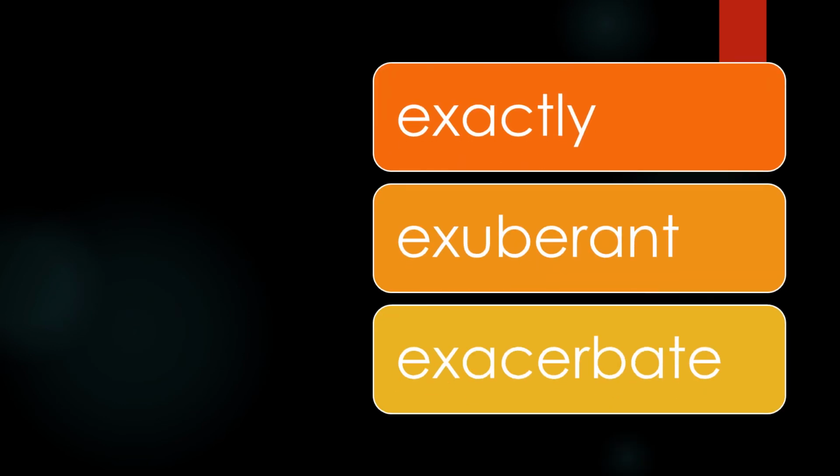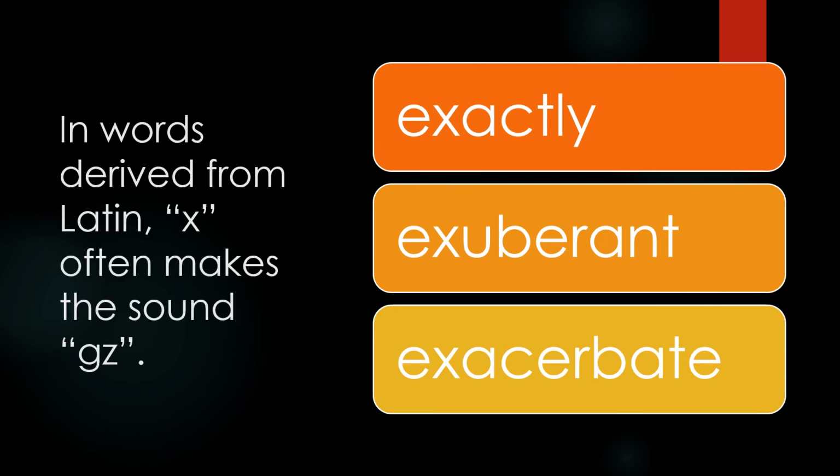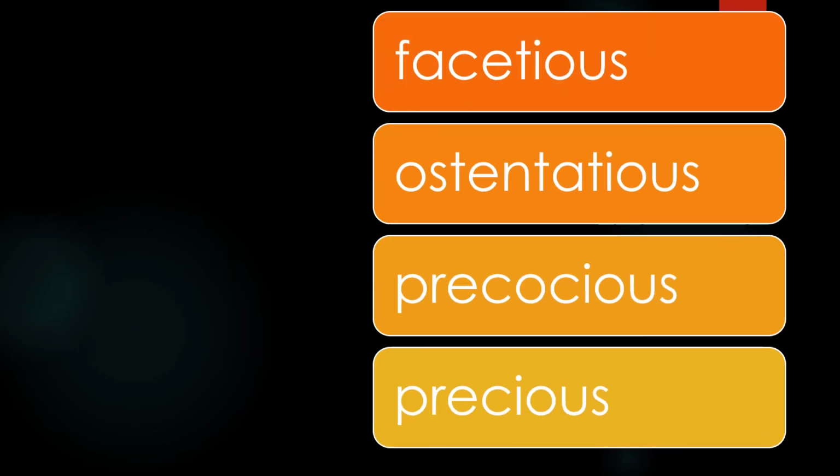Exactly. Exuberant, exacerbate. What's the spelling pattern here? In words derived from Latin, X often makes the sound gz, almost like egg. Exactly, exuberant, exacerbate. So get that X sound. And a good pronouncer, when you hear that gz, says, hey, that's an X in Latin. Exacerbate, exactly. All right, great, next one.